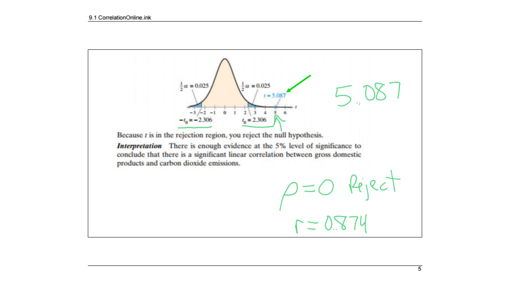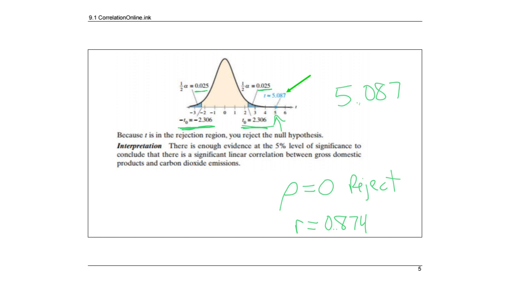Here's the graph again. I had to take my alpha of 5%, my significance level, and split it into both tails. So in one tail is 2.5%, in the other tail is the other 2.5%. I found my critical values, so I had negative 2.306 and positive 2.306. And so those are my rejection regions, right? The blue shaded areas are the rejection regions, just like they were in chapter 7.